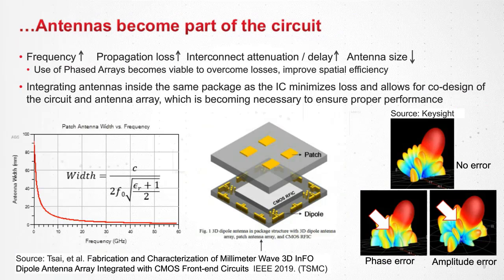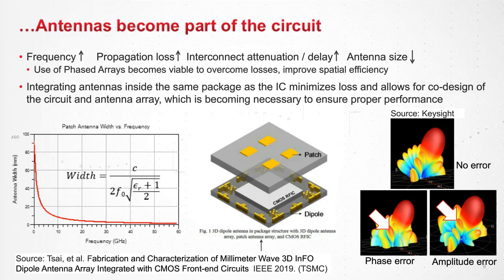Here's another aspect to it. As frequency increases, antennas become a lot more part of the circuit design than they have been in the past. You think about a 3G phone, you had an antenna, you plugged it in, it was part of the phone, maybe it was in the case. So what's happening? Well, frequency goes up, and we all know that the atmosphere gets a lot more lossy as the frequency goes up. So the propagation loss goes up, and the interconnect attenuation and delay go up quite a bit as well. The good news for designers is that the antenna size, of course, decreases.